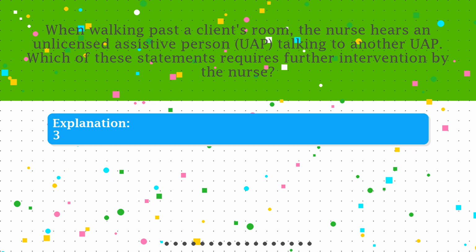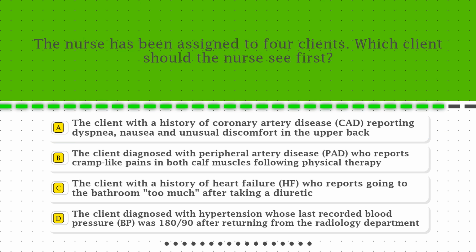Question 15. The nurse has been assigned to 4 clients. Which client should the nurse see first? Option A. The client with a history of coronary artery disease, CAD, reporting dyspnea, nausea and unusual discomfort in the upper back. Option B. The client diagnosed with peripheral artery disease, PAD, who reports cramp-like pains in both calf muscles following physical therapy.